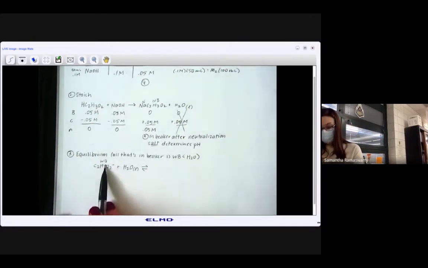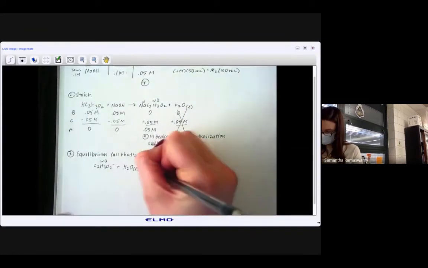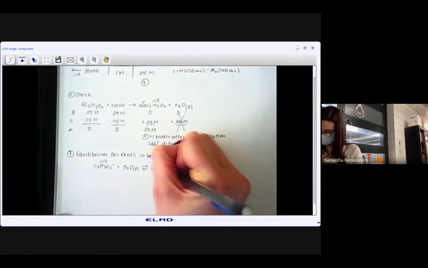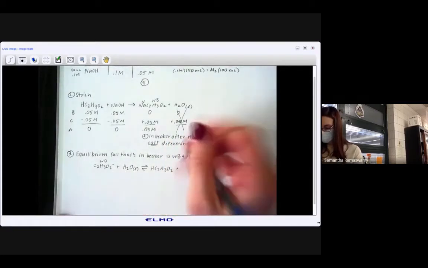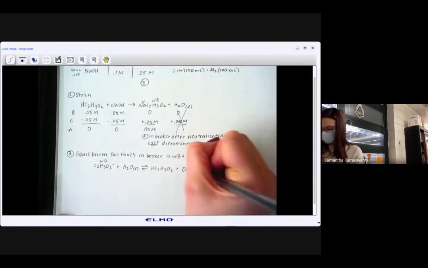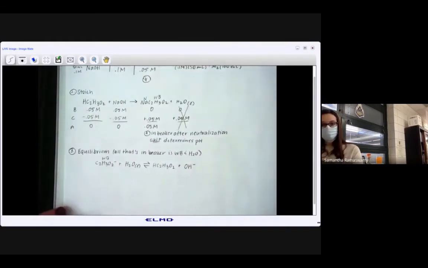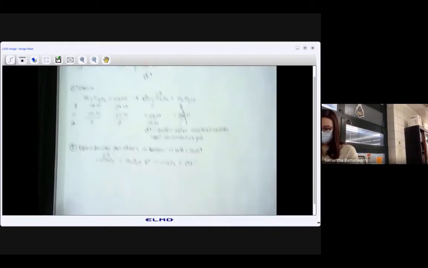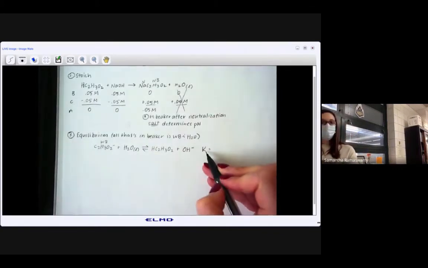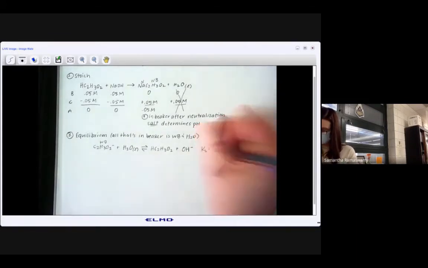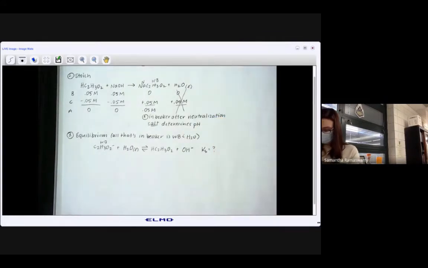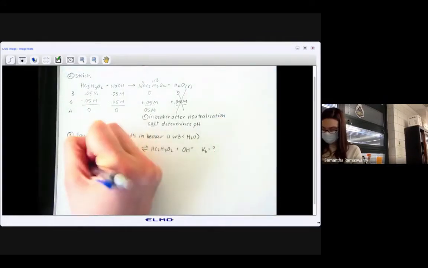This is a base. It accepts a proton. Water donates the proton and becomes OH minus. So if this is at equilibrium, this should have an equilibrium constant. If it produces OH minus, what K should it have? Kb. And we know if we have to do calculations that we'll do an ice table.